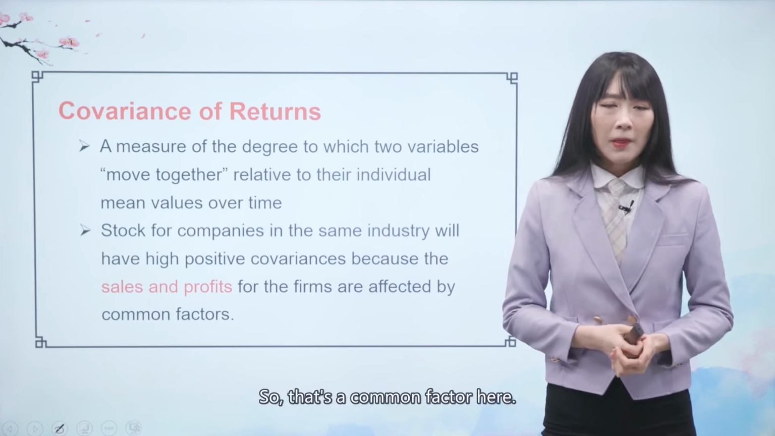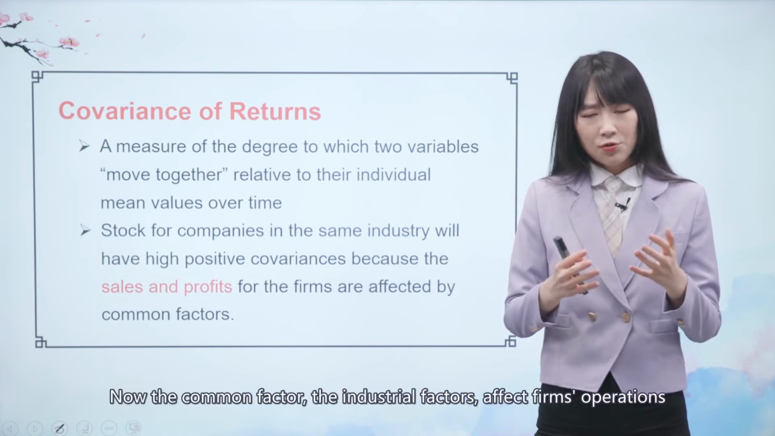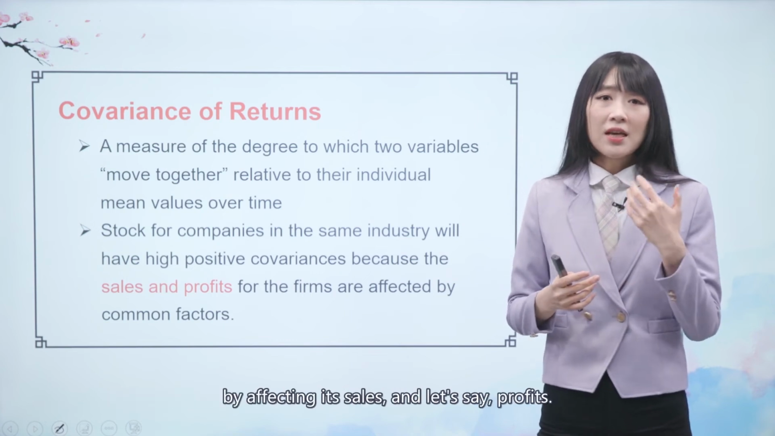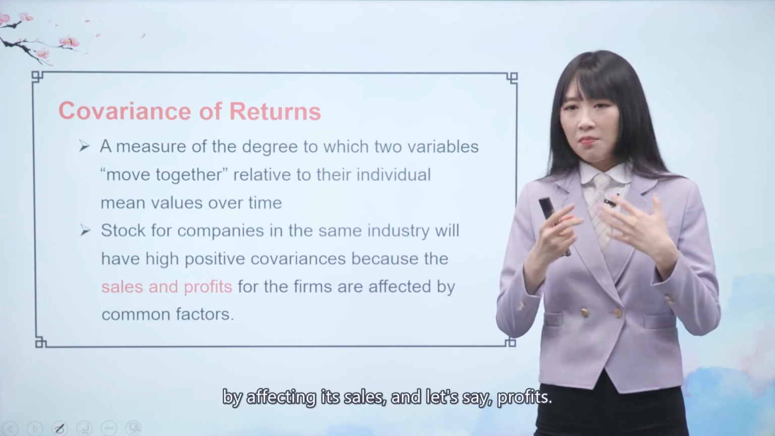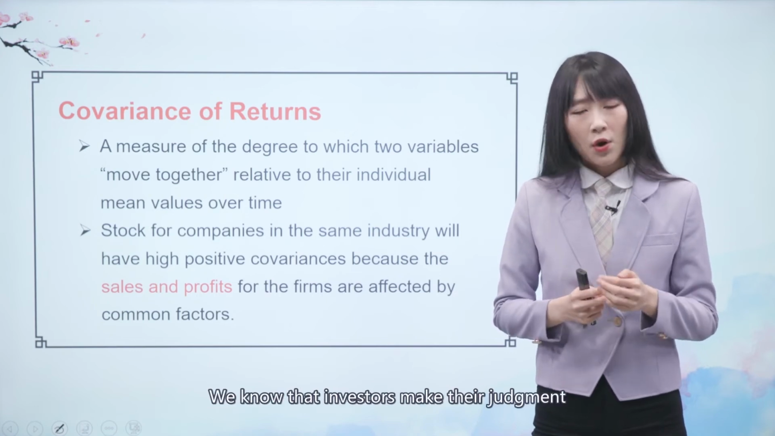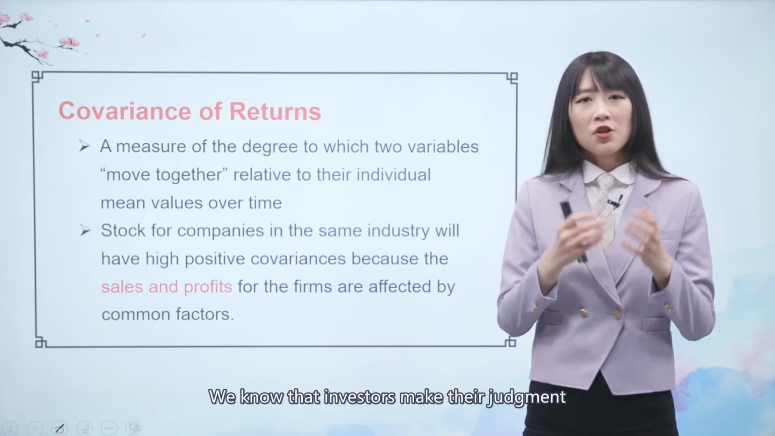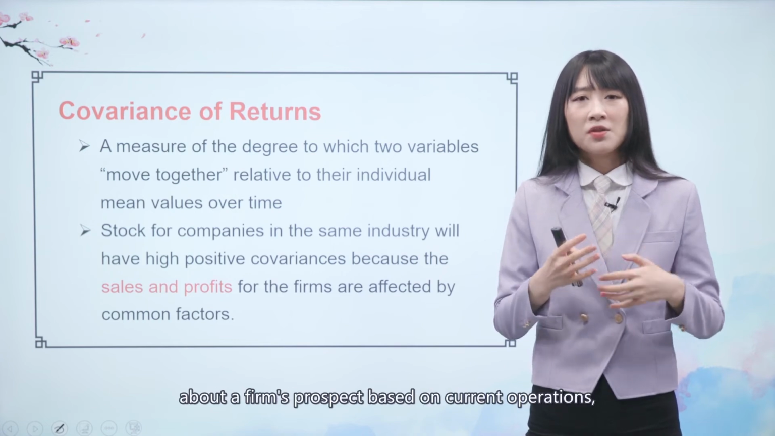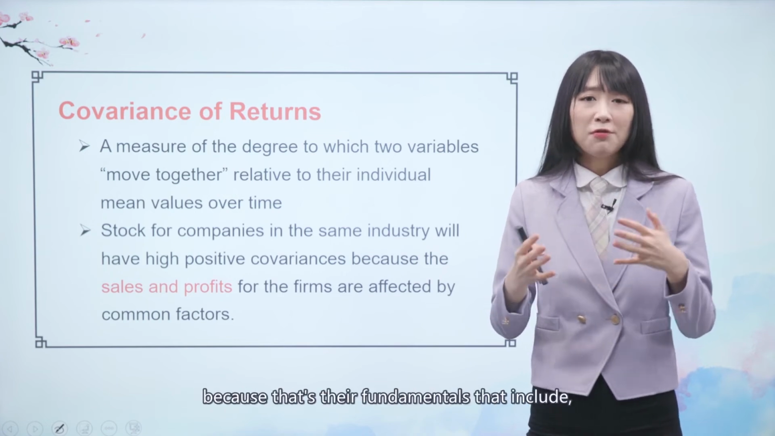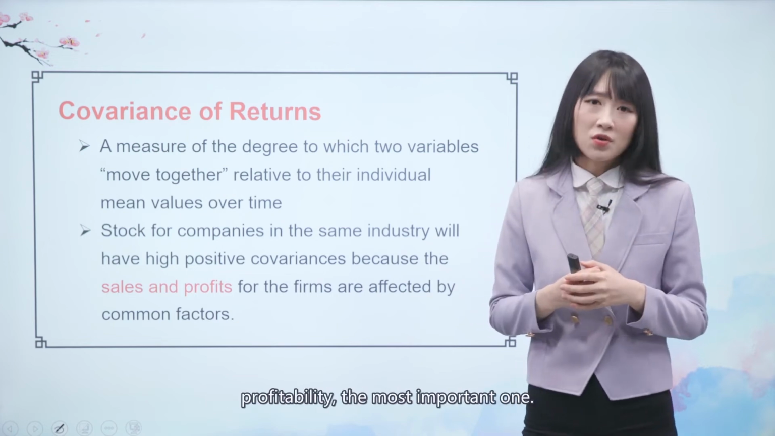So that's a common factor here. Now, the common factor, the industrial factor, affects firms' operations by affecting their sales and, let's say, profits. So that affects their profitability. We know that investors make their judgment about a firm's prospects based on current operations, because that's their fundamentals, which include, let's say, the profitability, the most important one.